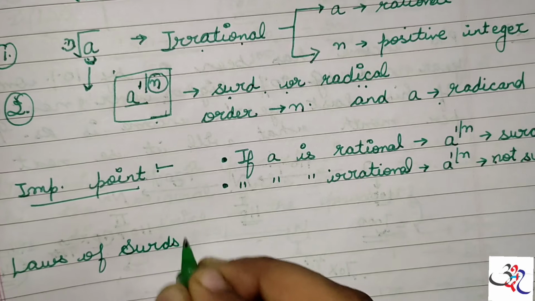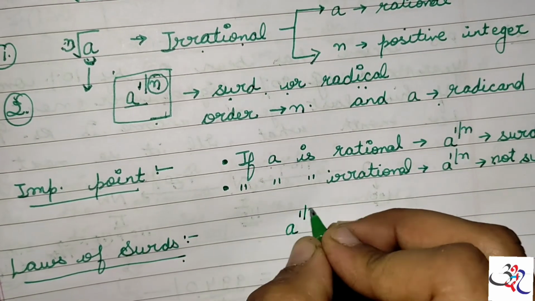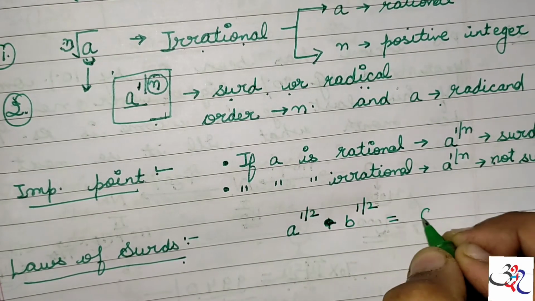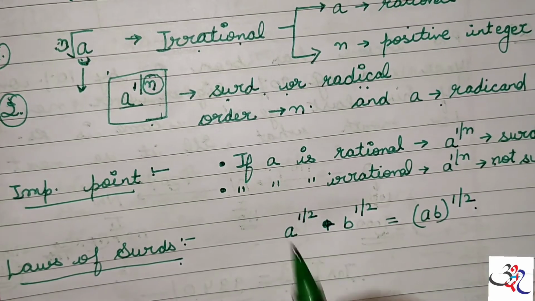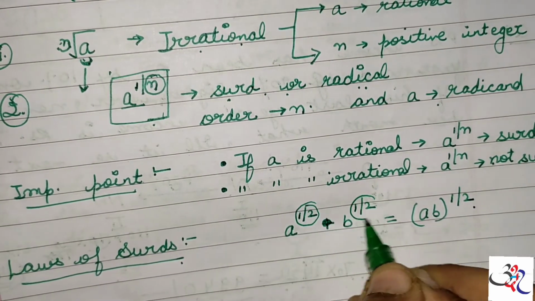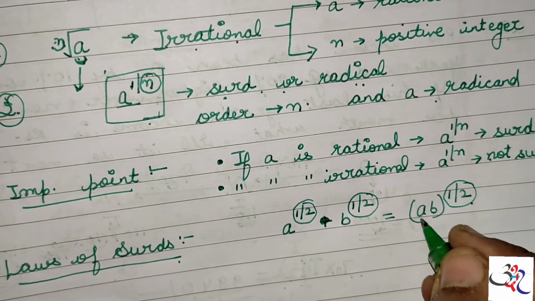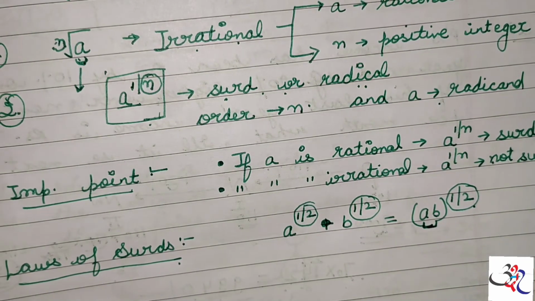Now, there are some rules, some laws of surds. Suppose I have a raised to the power 1 by 2 into b raised to the power 1 by 2. How can I write it? As ab raised to the power 1 by 2. If my power or my order is the same, and the numbers are in multiplication, then I can simply write ab and the power will remain the same.